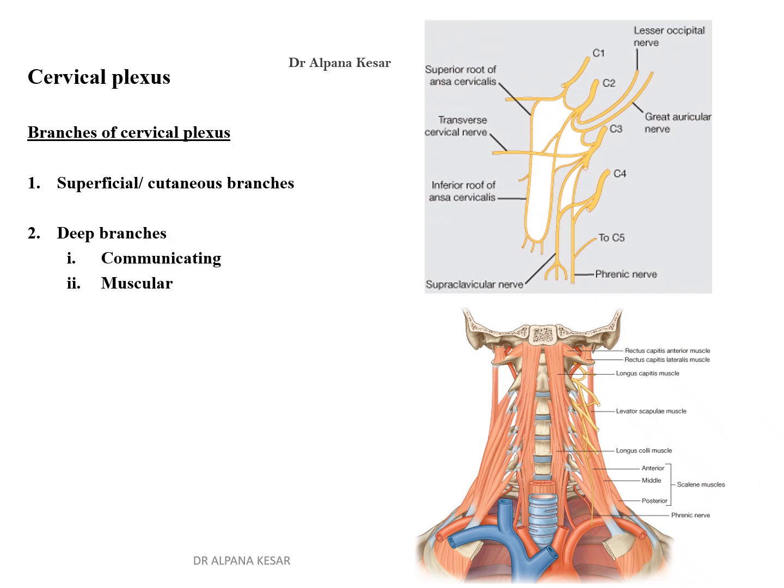Branches of cervical plexus. There are two categories of branches of the cervical plexus, which include the superficial branches, that are the cutaneous branches which supply the skin. Deep branches include the communicating branches and the muscular branches which supply the muscles.